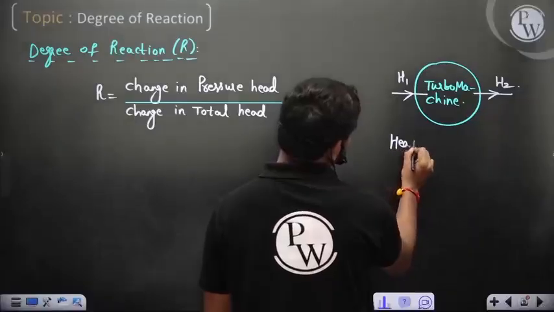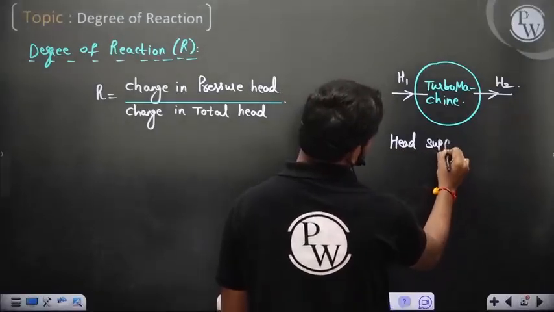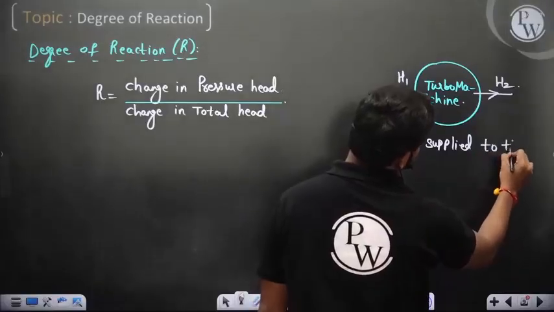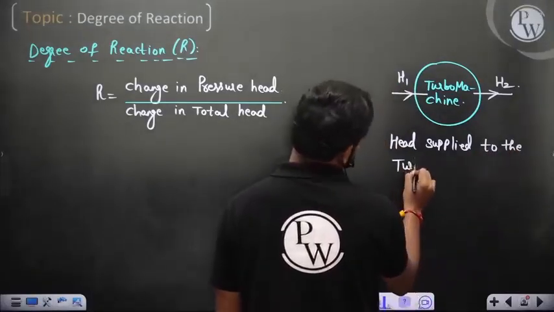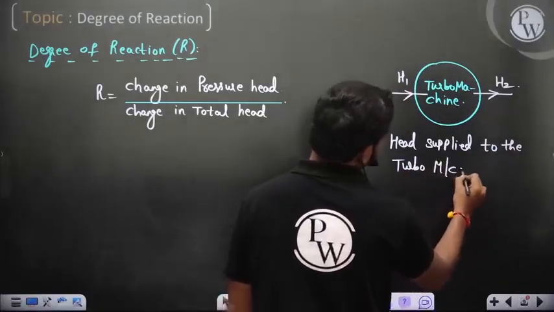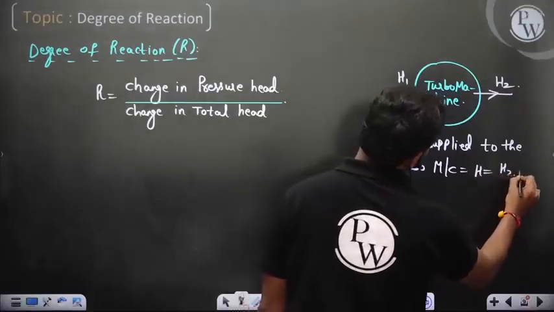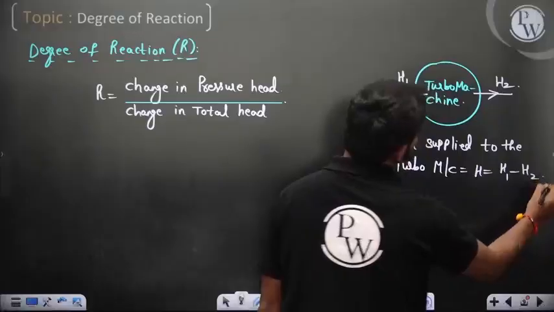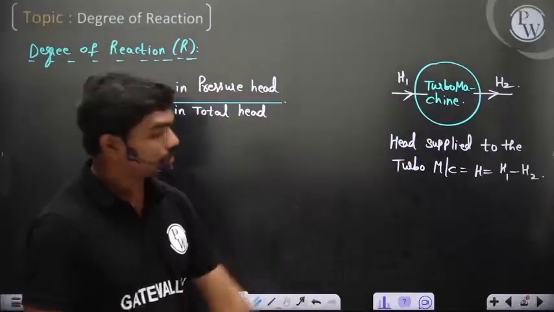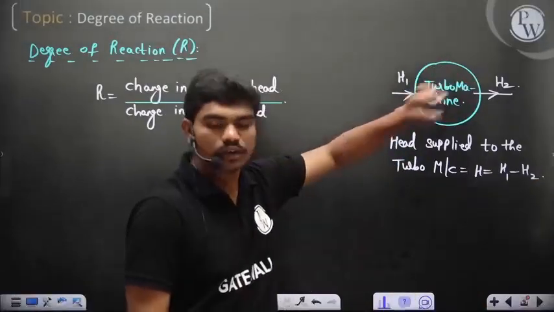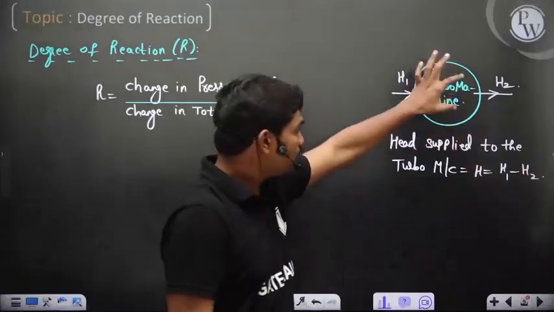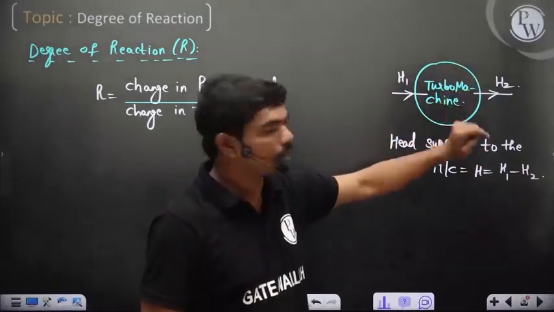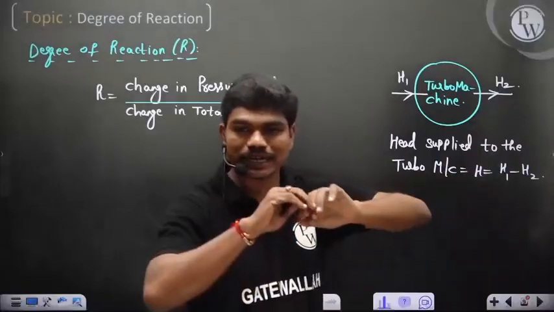the head supplied to the turbine, or head change across the turbo machine, is actually H2 minus H1, or H1 minus H2, because supplied is what we are telling. So H1 minus H2, this is what you have. Okay, so this head is what is supplied to the turbo machine, the difference between the total energies, which I have shown you. Now this total head supplied is split into two parts.